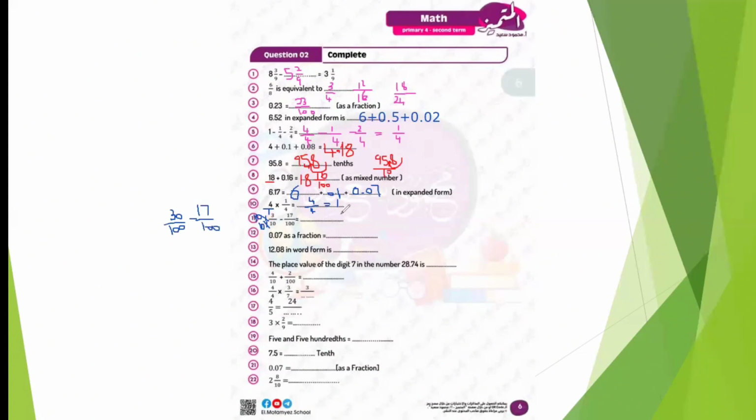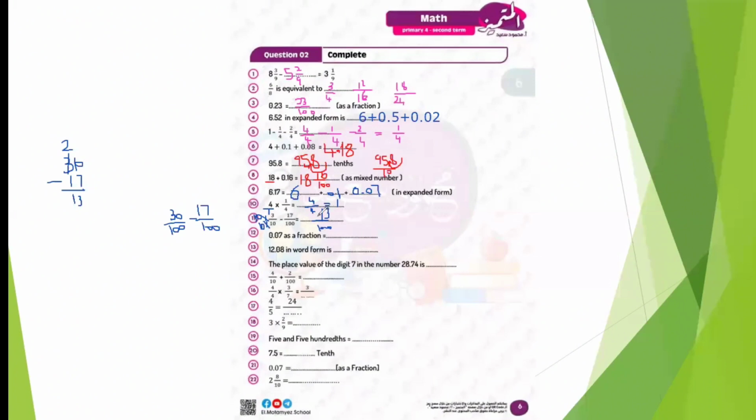So I will write in the answer the same denominator. 30 minus 17. Let's subtract. 0 minus 7, I can't because 0 is smaller. We have to borrow from 3. 3 will be 2 and 0 will be 10, put the 1 next to it directly. It will be 10. 10 minus 7 equals 3. 2 minus 1 equals 1. So 13 out of 100.